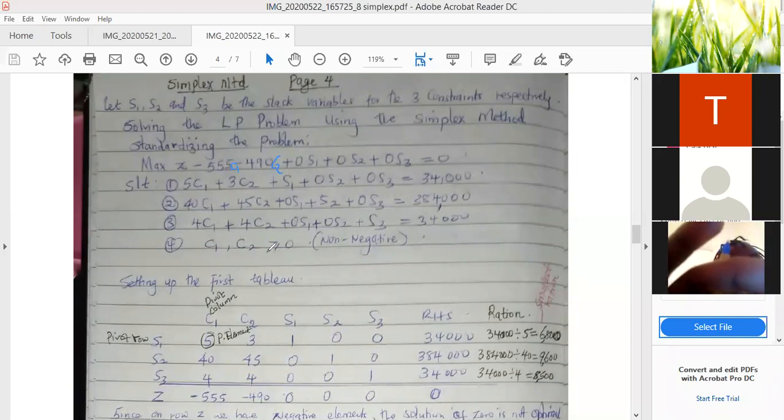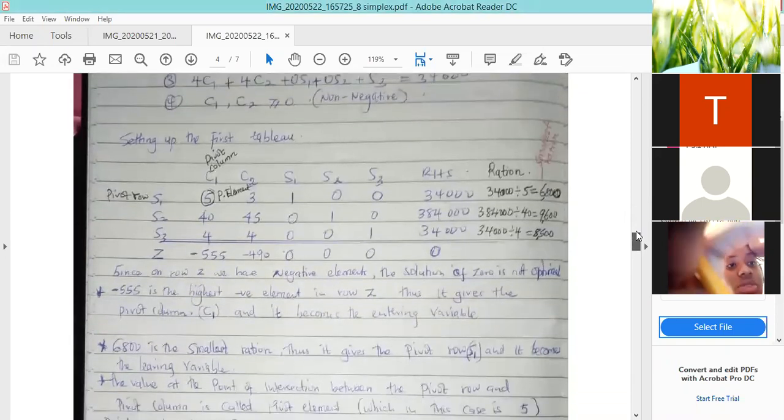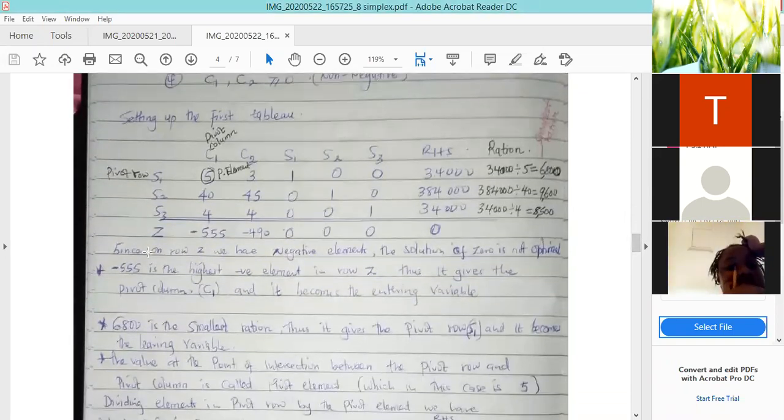So our coefficients for these particular variables will be used to come up with our first table. Our first table will be given by the coefficients of C1, C2, S1, S2, as well as S3. So we set our table, and our interest is on this particular row that we call the Z row. After we have set our table, we go straight into our Z row.